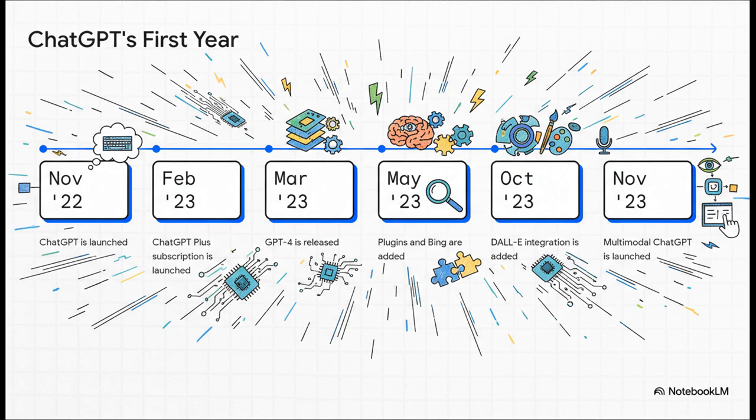In its first year alone, ChatGPT went from just being a text tool to this multimodal powerhouse. You got the upgrade to GPT-4, then they added plugins and Bing integration, then DALL-E for making images, and finally it could see and hear. But this incredible speed isn't just about clever software. None of it would be possible without a very specific kind of hardware humming away behind the scenes.